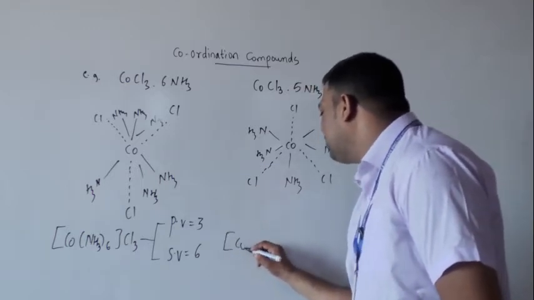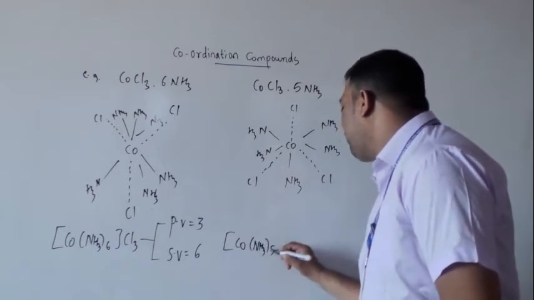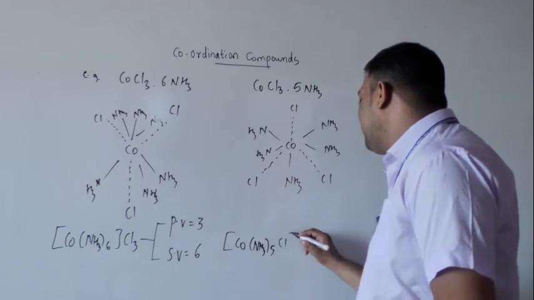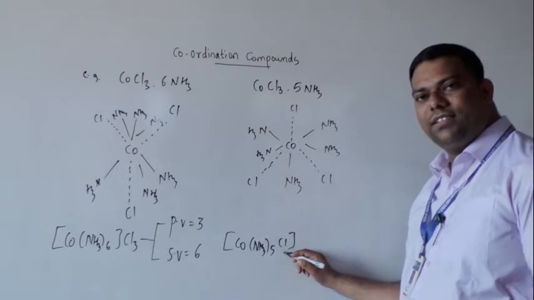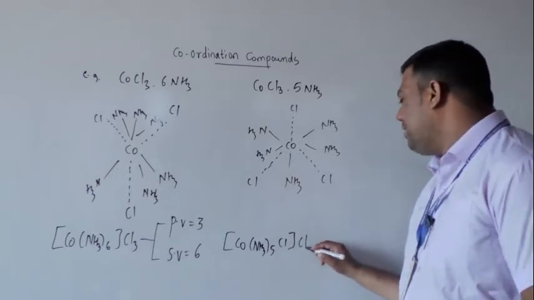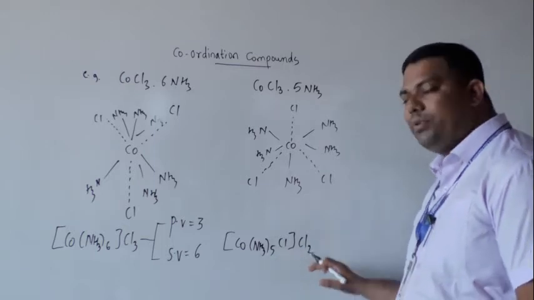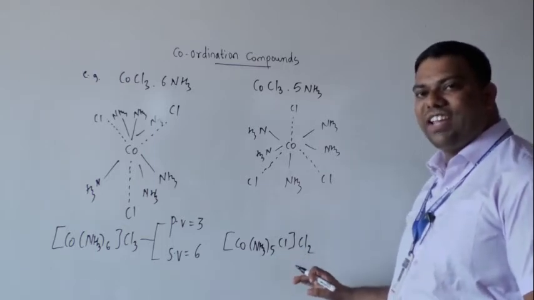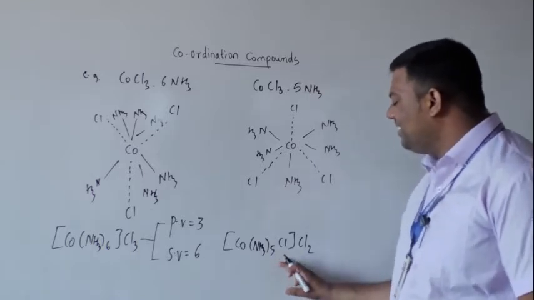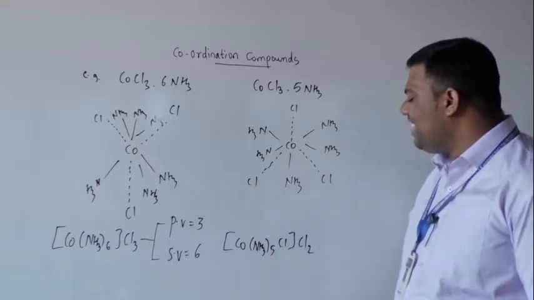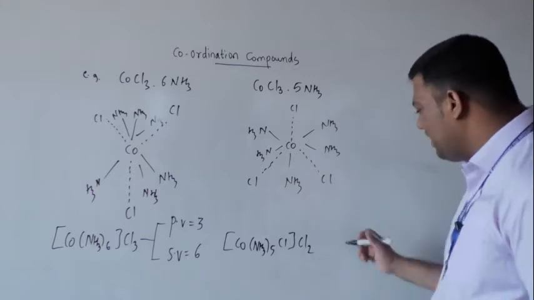So Co, with NH3 5 and 1 Cl, means total 6. Here NH3 5, and this one ligand. What is outside the coordination sphere is the ionization sphere. Here a total of 6 ligands are there.